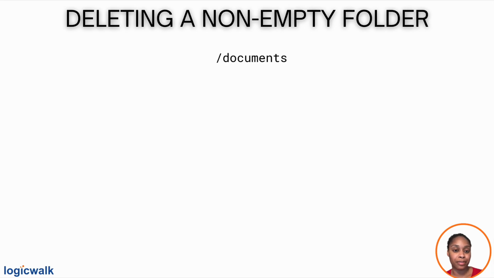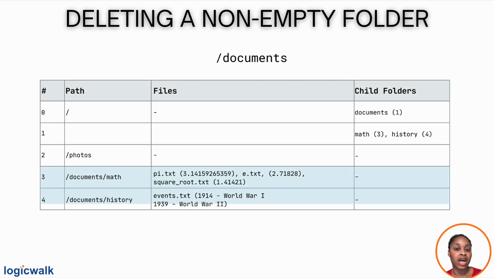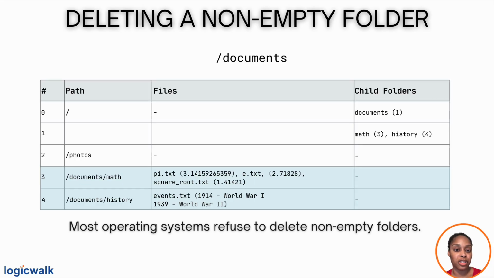Suppose we want to delete this. The Documents folder contains files and child folders, and those child folders also contain files. If the OS were to remove only the Documents folder, all of its descendants would become unreachable. Because of this, most operating systems refuse to delete non-empty folders by default.